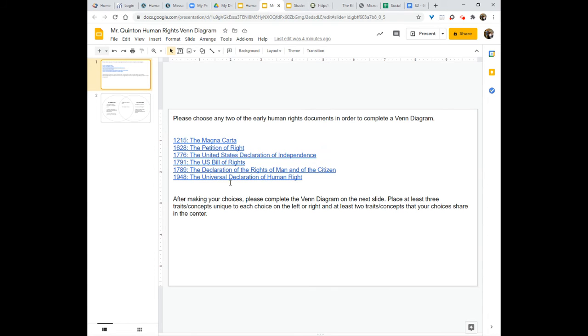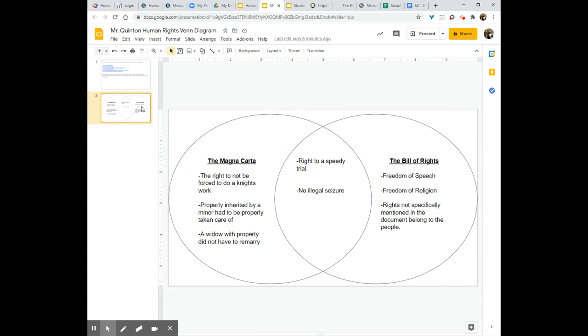Well, hey, what do you know? It'll look a little something like this. So I chose the Magna Carta. I chose the Bill of Rights.